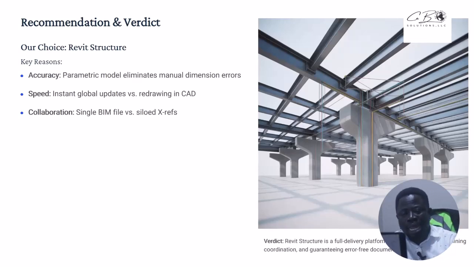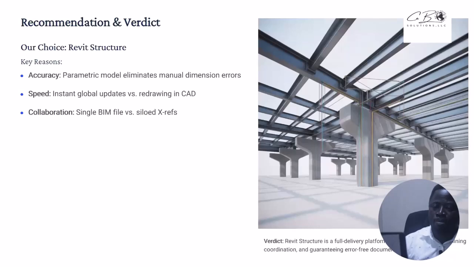The key reasons: when it comes to accuracy, the parametric model eliminates all manual dimension errors and manual work. Those where you use your mind, those where you use your punch calculator and all those stuff, they are eliminated. So there's accuracy. Two, speed. Look, let me break it down for you. If AutoCAD will take you about 14 days to deliver a work, Revit at the intermediate level will take you about 4 days to do that same work, 4 or 5 days.